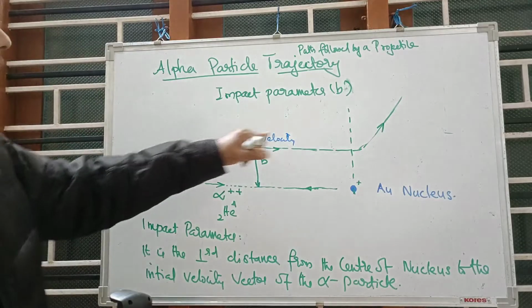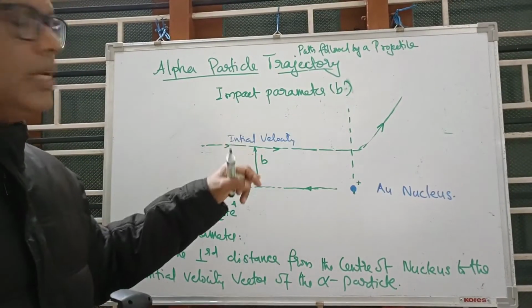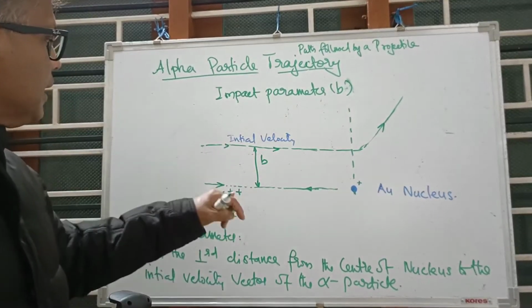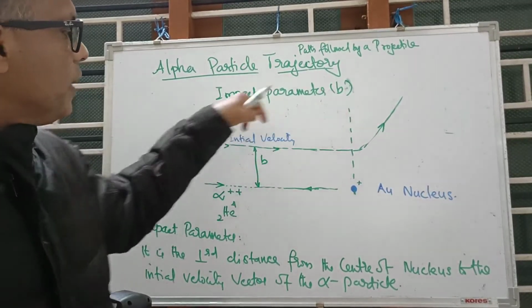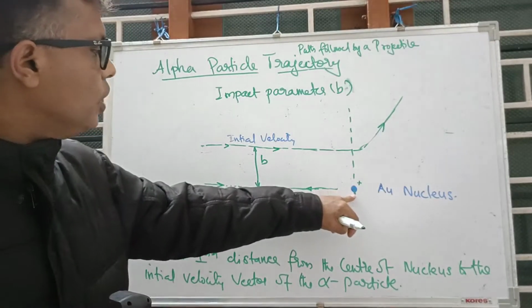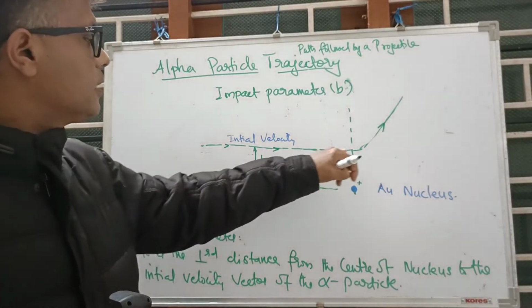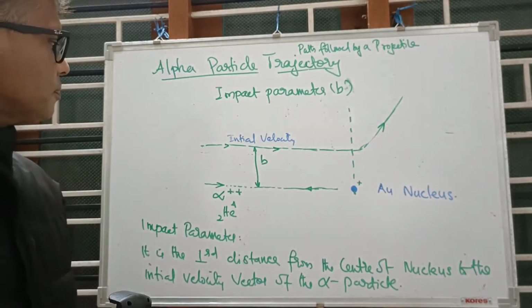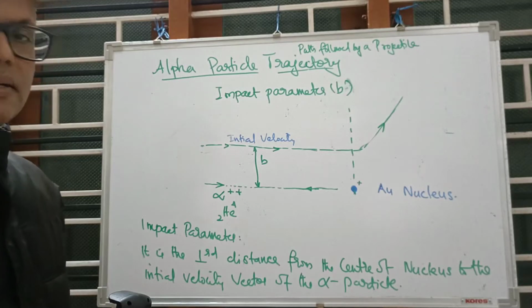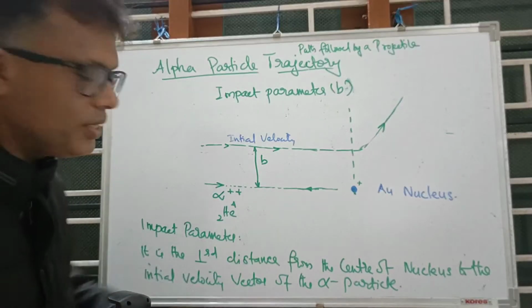This initial and final we will study after this portion. We will study this in a little more detail. So I'll just read it again. B is the impact parameter. It is the perpendicular distance from the center of the nucleus to the initial velocity vector of an alpha particle. Clear? So if you want the definition, please write it. Once you finish, I'll rub it out, because I want to write something else here.